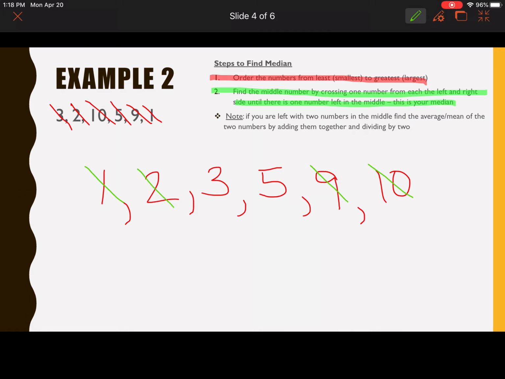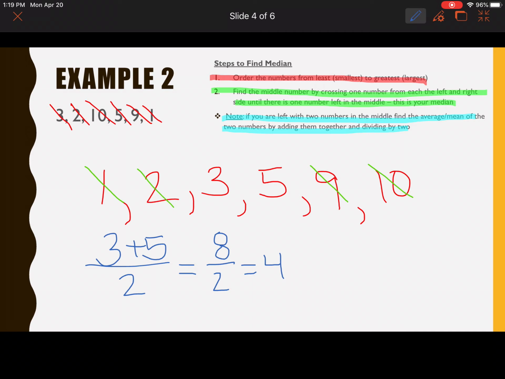Well, that's not what we're going to do. We're going to look at this special case where if you're left with two numbers in the middle, you're going to find the average or the mean of the two numbers by adding them together and then dividing by 2. So I'm going to take 3, add it to 5, and then divide by 2. So 3 plus 5 is 8, and then 8 divided by 2 is 4. So that means our median for this example is 4.